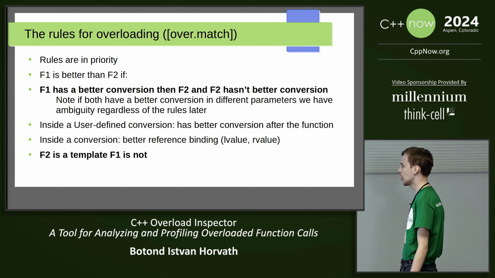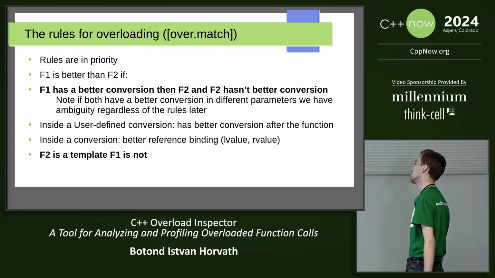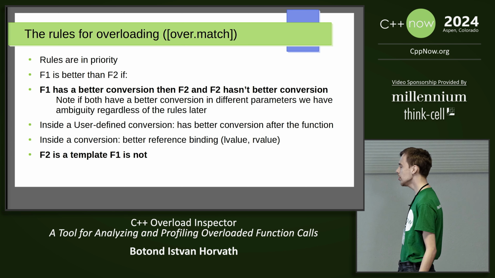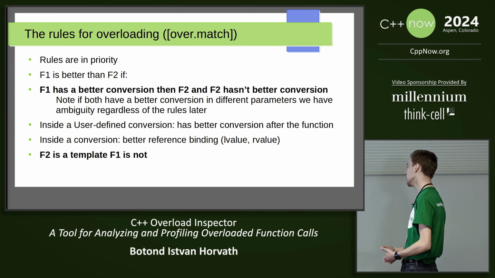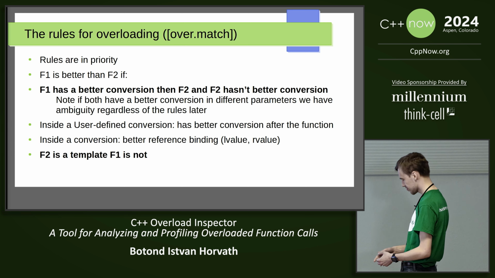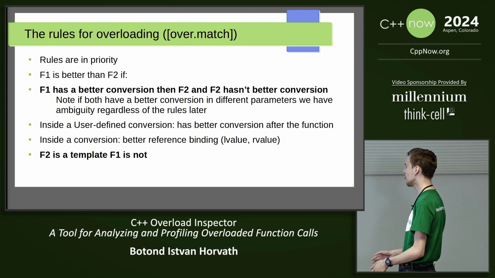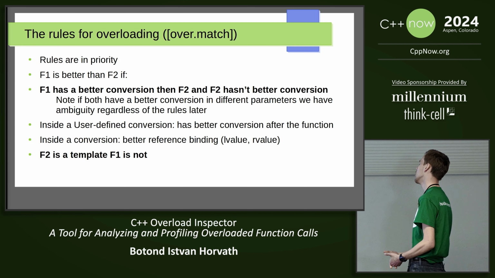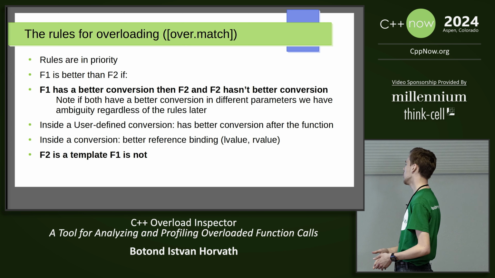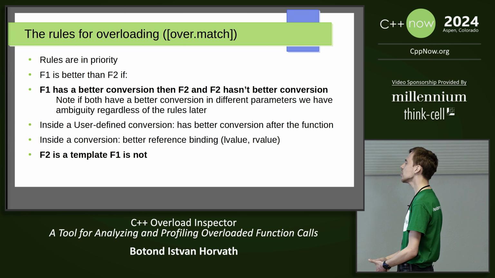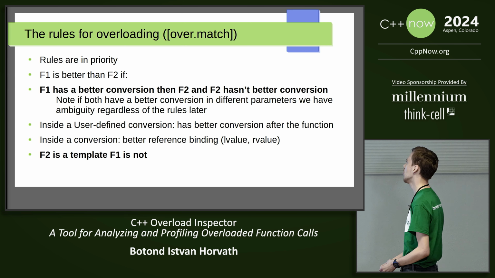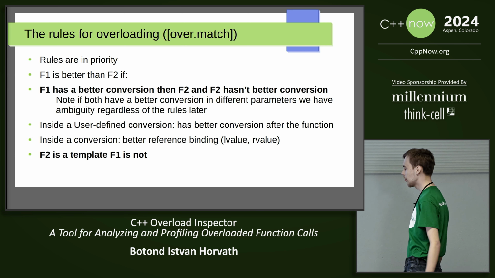The most important one, which usually decides, is that the one that will be called is the one which has better conversions, meaning that there is at least one conversion where the type we called the function with is converting easier to f1's parameter than to f2's parameter. Note that if we have lots of parameters, like 10, and in 9 of them f1 is better, but in the 10th f2 is better, then the overloading will be ambiguous, and we will get a compile error.